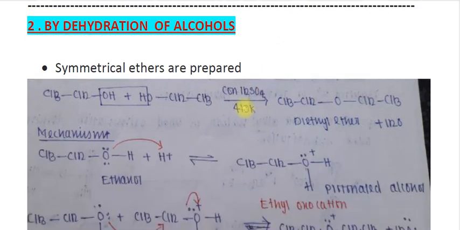The next preparation of ether is by dehydration of alcohols. Alcohol is dehydrated, that means water is eliminated. Symmetrical ethers are prepared. How? CH3CH2OH plus CH3CH2OH, with water eliminated in the presence of concentrated sulfuric acid at 413 Kelvin, forming an ether. That means the symmetrical ether, diethyl ether, CH3CH2OCH2CH3, plus water.